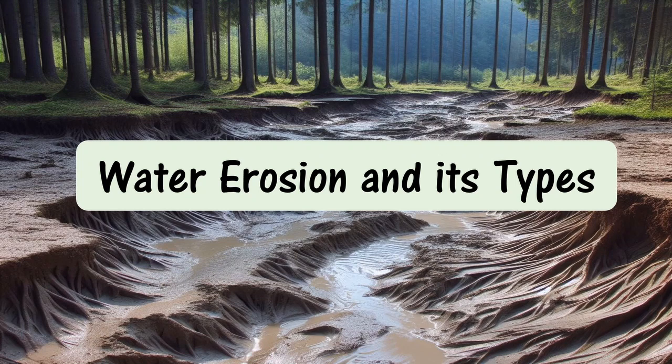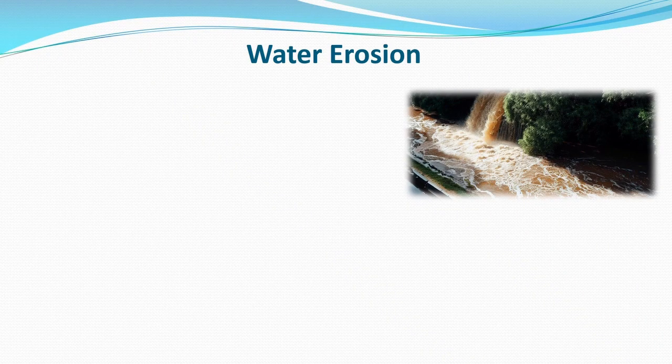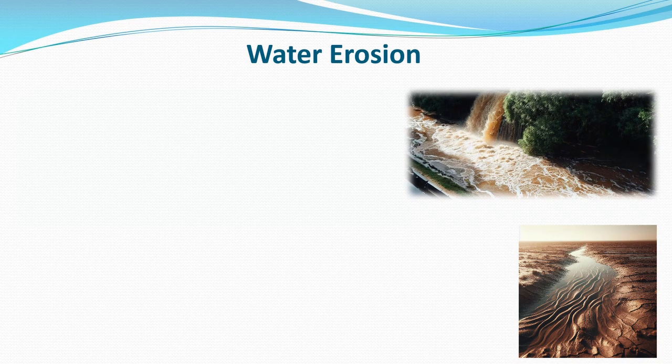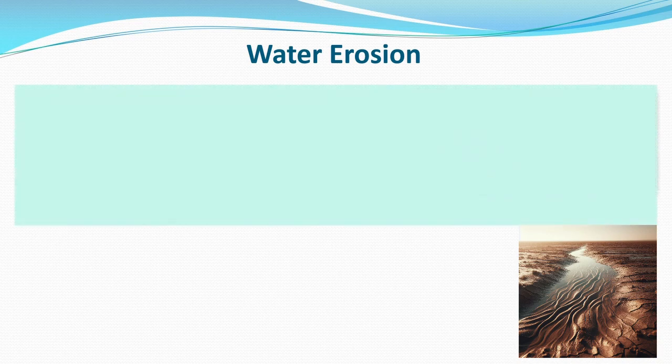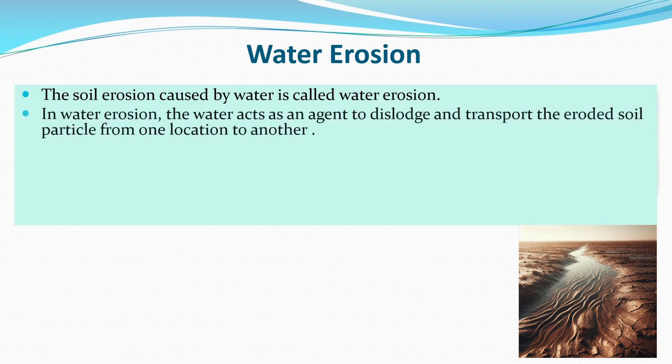Water erosion and its types. What is water erosion? Water erosion is the erosion of soil caused by water. Water acts as the main agent to dislodge and transport the eroded soil particles from one location to another location.